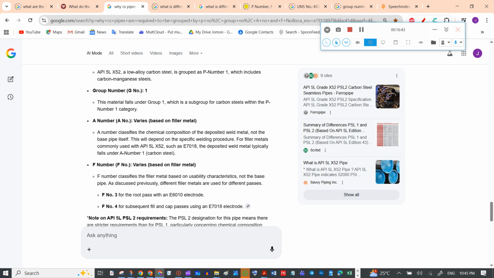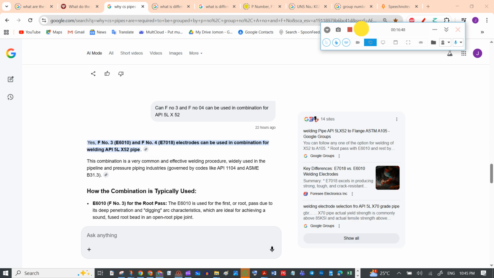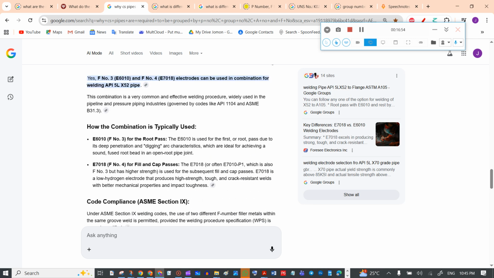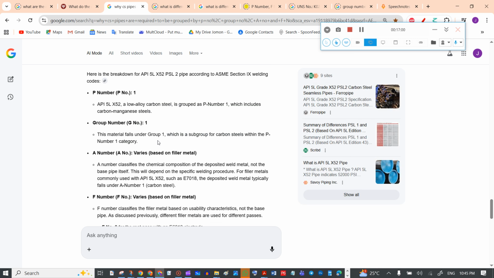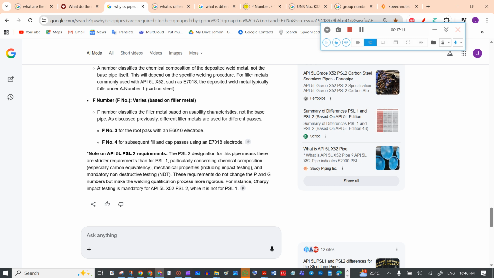The F number classifies the filler material based on its usability and operational characteristics. Sorry, F number we are discussing. So as previously discussed, different filler materials are used for different passes: F3 for the root pass with the E6010 electrode, and F4 for the subsequent filler run and the cap passes using E7018 electrode.